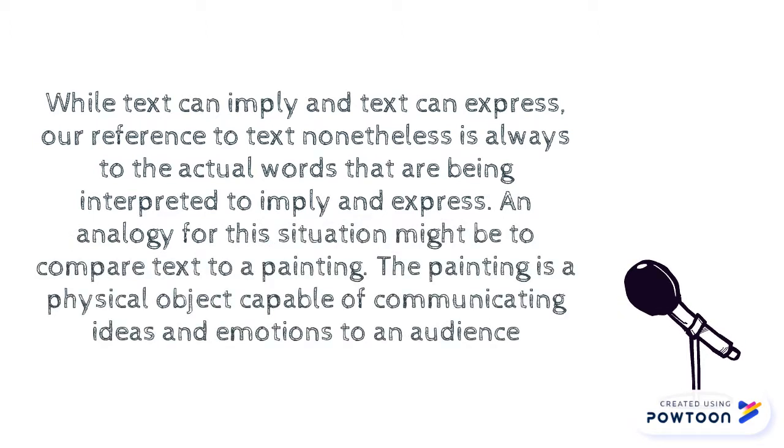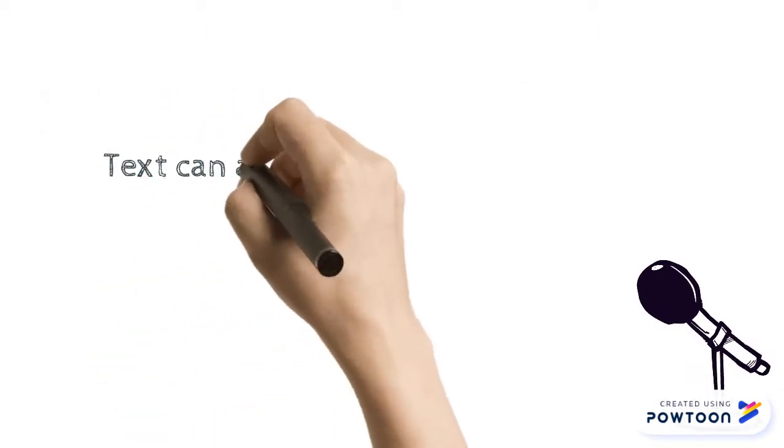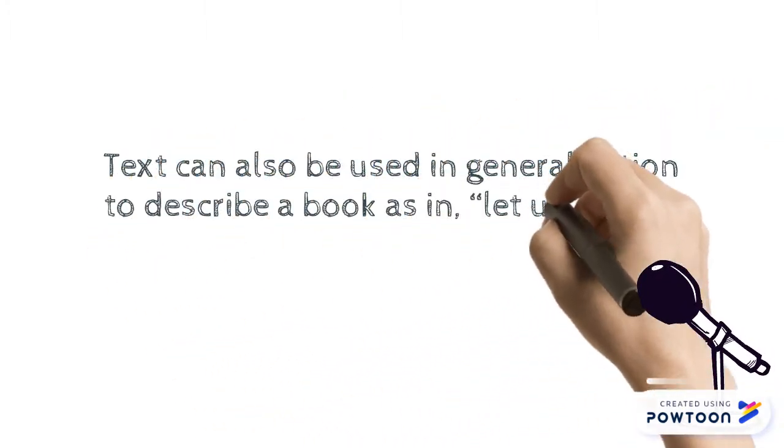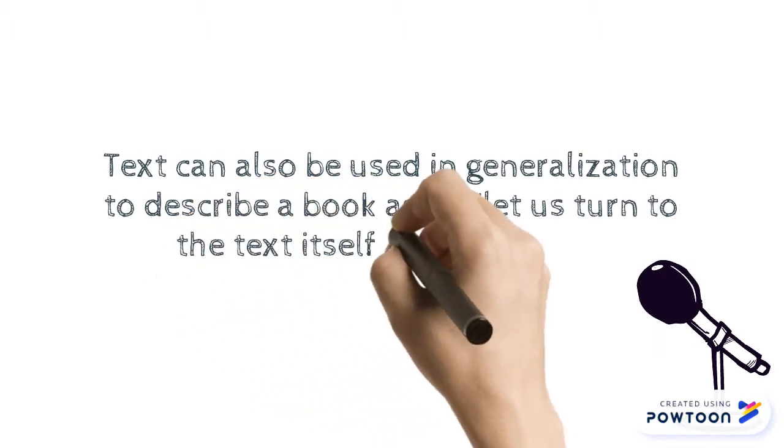An analogy for this situation might be to compare text to a painting. The painting is a physical object capable of communicating ideas and emotions to an audience. Text can also be used in generalization to describe a book, as in, "Let us turn to the text itself for an answer."